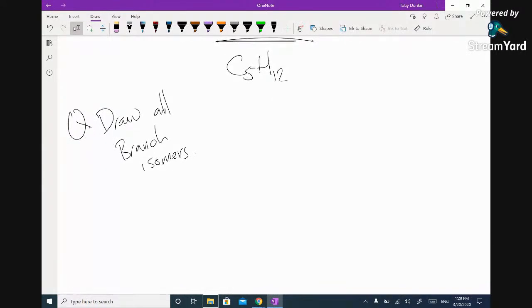Okay, so pause the video and have a go at drawing them all. Again, this is very common at A level. So here are the answers. I've got 5 C's in a row. There's my straight chain, isomer number 1, where I always start. Isomer number 2: add a branch.